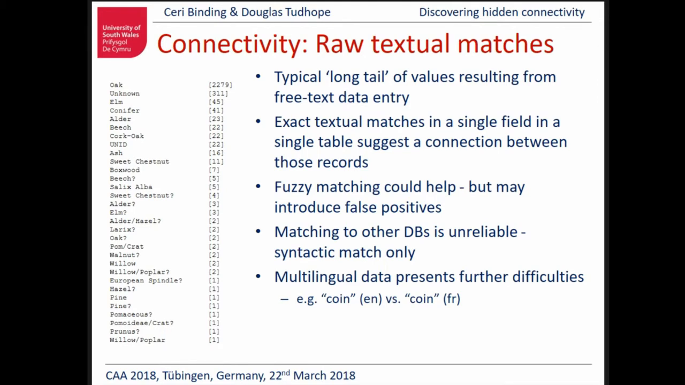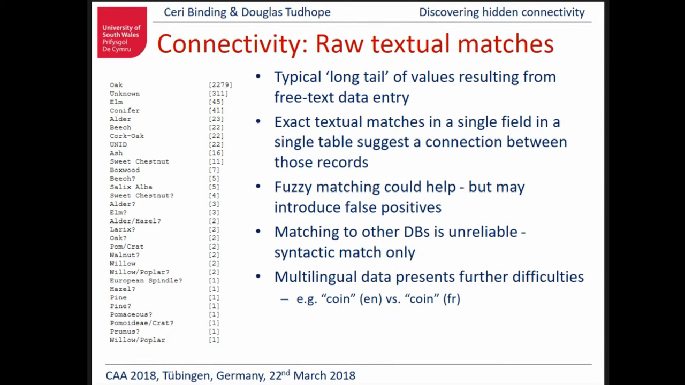So here's a typical sort of long tail of values that result from free text data entry. You can see immediately some of the problems that you're going to get if you try and search this stuff. Exact textual matches in a single field, in a single table, will usually suggest some sort of connection between those records. But as in the case with some of these, you're not going to get that connection immediately without some sort of fuzzy matching. And fuzzy matching is going to bring its own problems in terms of suggesting false positives.